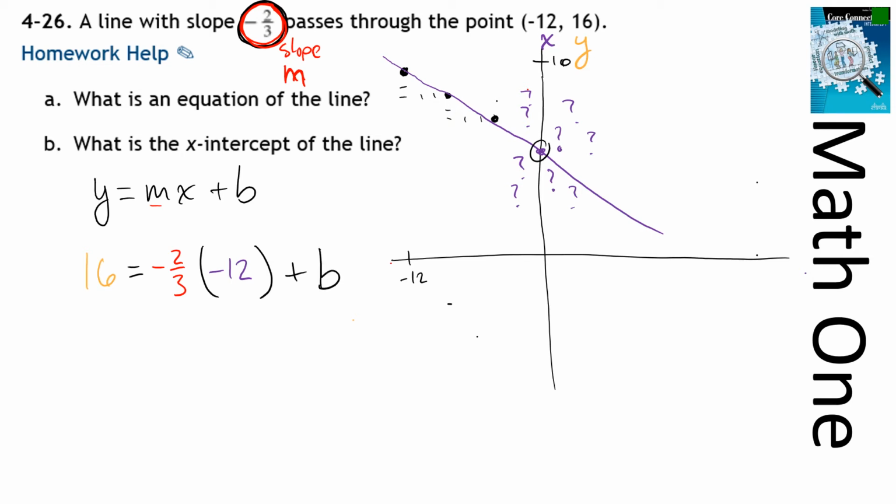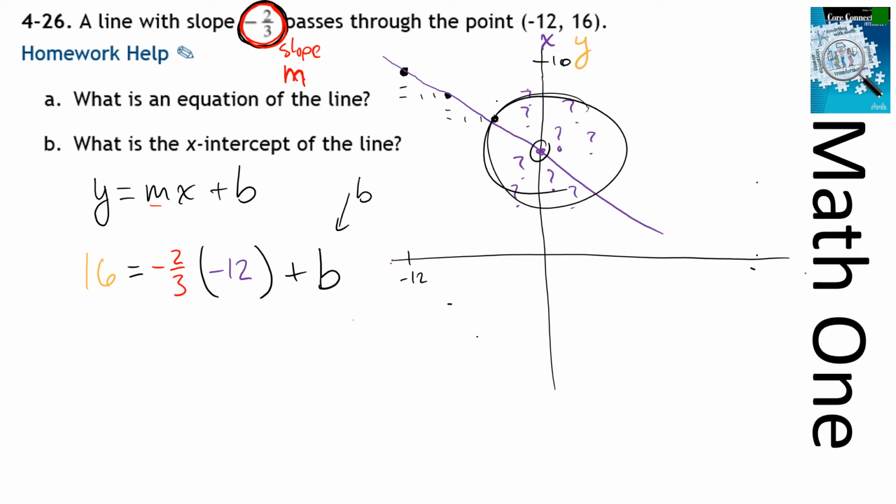Well, if you look at this thing that we've just written down, I have four values, right? I've got the 16, the negative 2/3, the negative 12, and then the only variable that we have is b. Well, this is exactly what we wanted to find. So in order to figure out b, I'm just going to solve this equation, and it'll tell me exactly what b has to be. So let's start with this business right here.